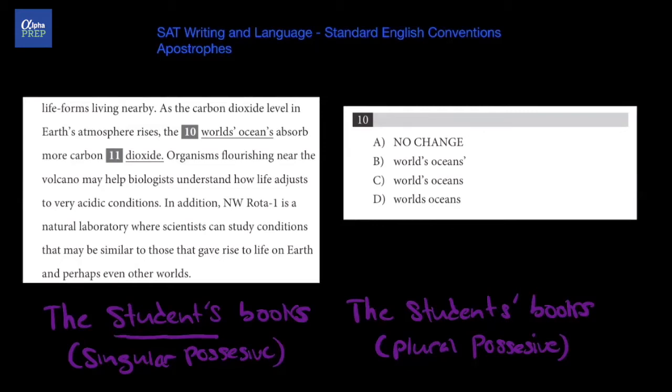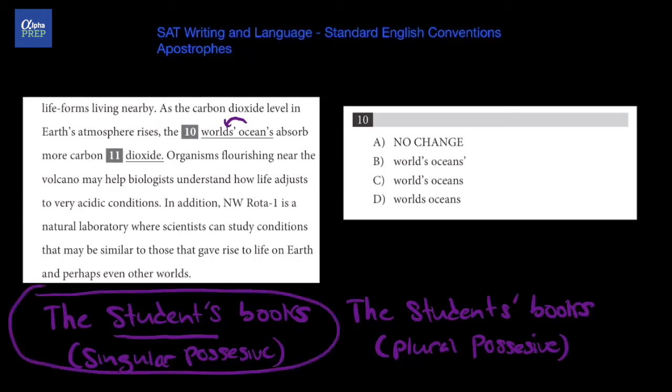So let's give this problem a try. As the carbon dioxide level in Earth's atmosphere rises, the world's oceans absorb more carbon dioxide. So the question that we have to ask ourselves when we see something like this is, who or what is possessing what? So in this case, it's the oceans that belong to the world, right? And there's only one world that we're talking about here. We're not talking about multiple planets or anything like that. And so we know that the apostrophe is going to have to go before the S, right? We're in the singular possessive case here.